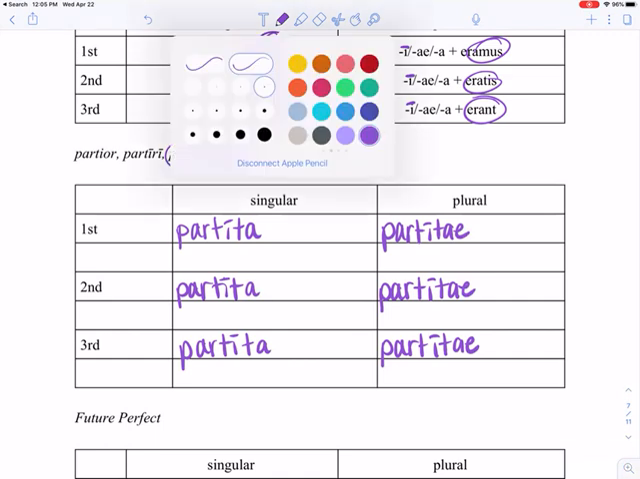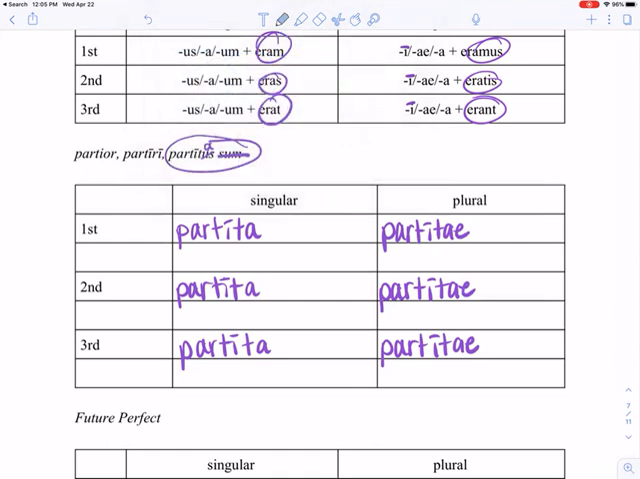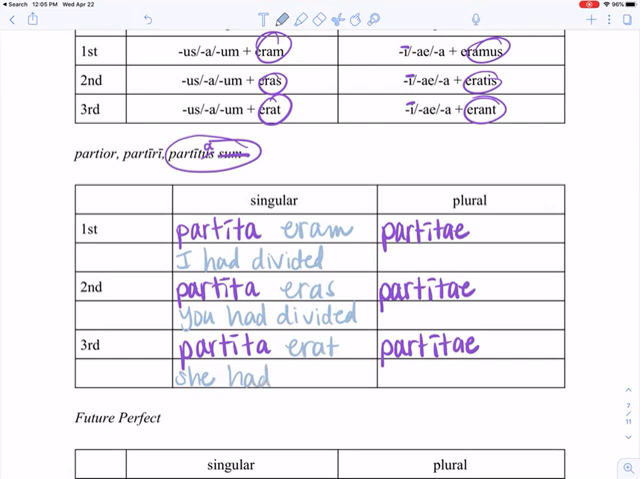Okay, so now all we need are our forms of sum. So for first singular, we're going to have eram. And so this is I had divided. For second singular, we'll have partita eras, for you had divided. For third singular, we'll have partita erat. And again, this is feminine, so I can only use she. She had divided.